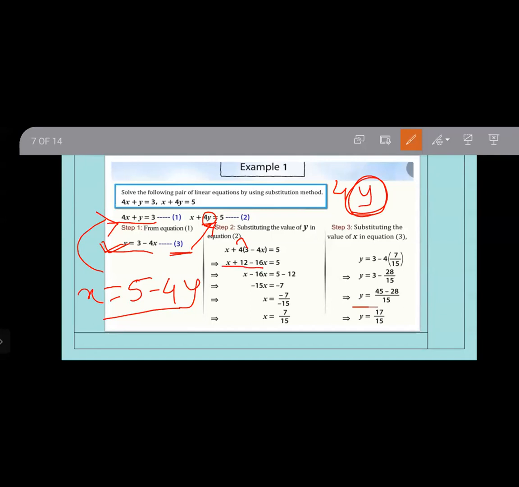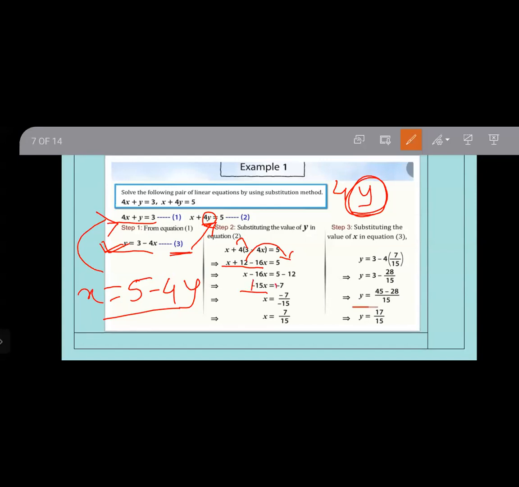Bring all the like terms together: x minus 16x equals 5, and this plus 12, when it goes to that side, becomes minus 12. x minus 16x is minus 15x, and 5 minus 12 is minus 7.